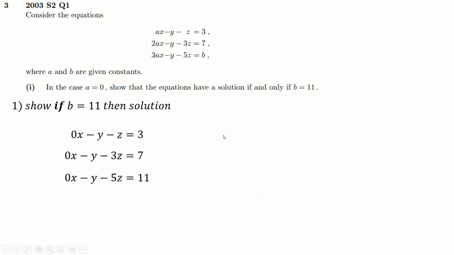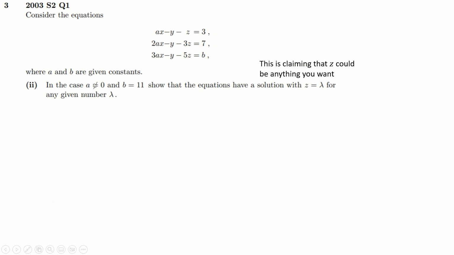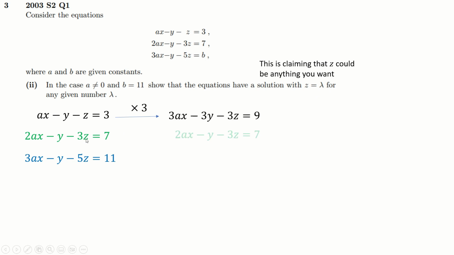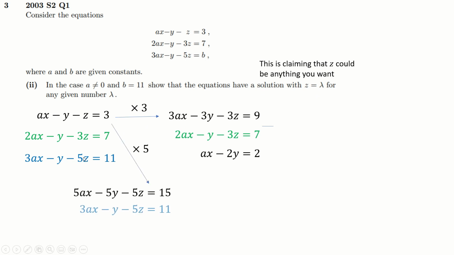But anyway, next part is in the case A doesn't equal 0 and B equals 11. So we can write these out with B equals 11. Show that these have a solution for Z equals lambda for any given number lambda. So, let's solve these equations then. Let's times this one by 3 to make the Z's match with this one and then take them away to get this. And then let's times this one by 5 so that we can take it away from this one and get the Z's to go away again, and we get this.